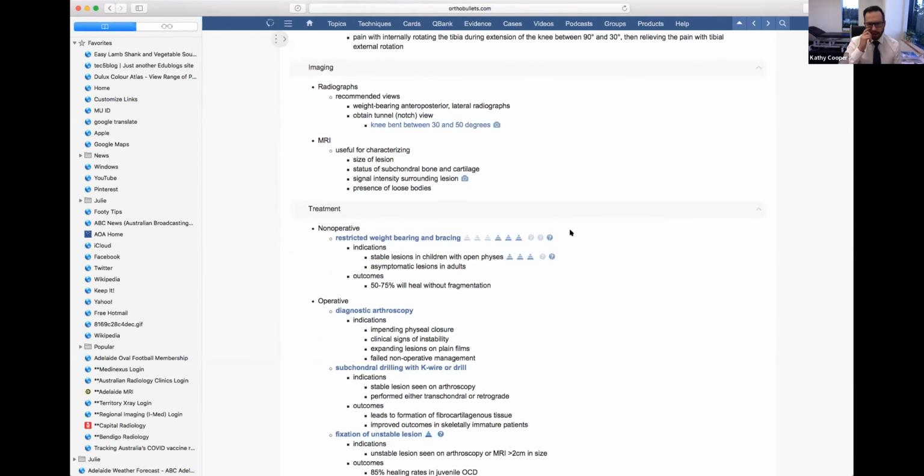So it moves into treatment, and the majority of these are treated non-operatively. So Ben, can I just ask you a question there? Just on the X-ray. Yeah. So I always order that kind of notch view, and quite often it comes back negative. Does it have to be like a type 2 or type 3 to see it on an X-ray?